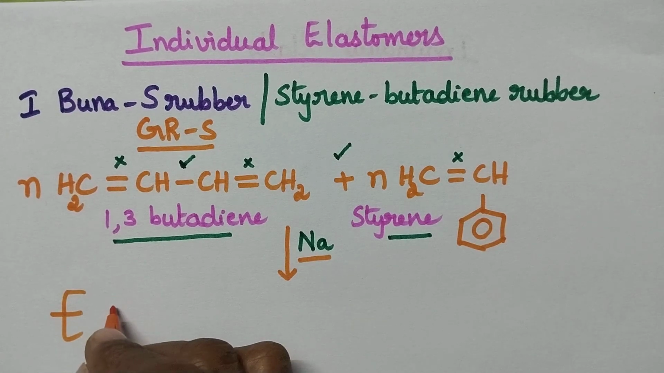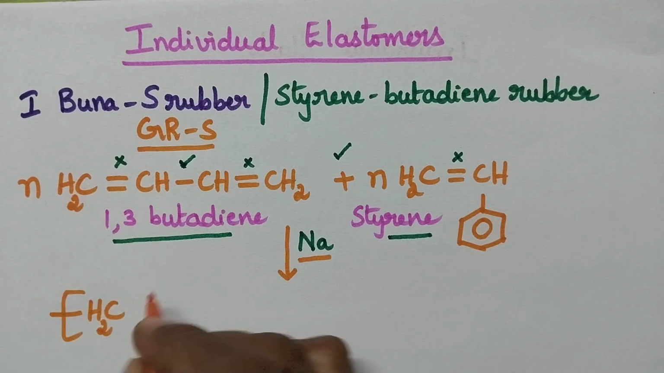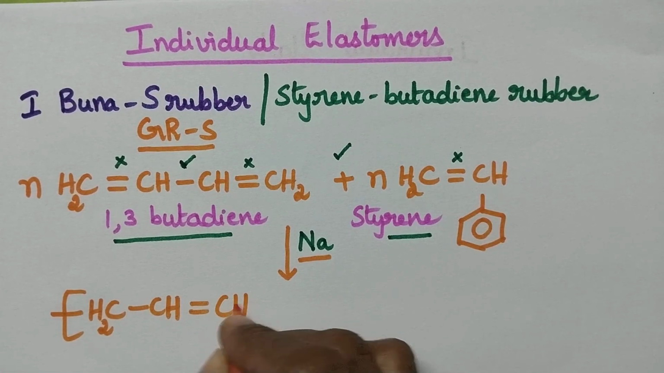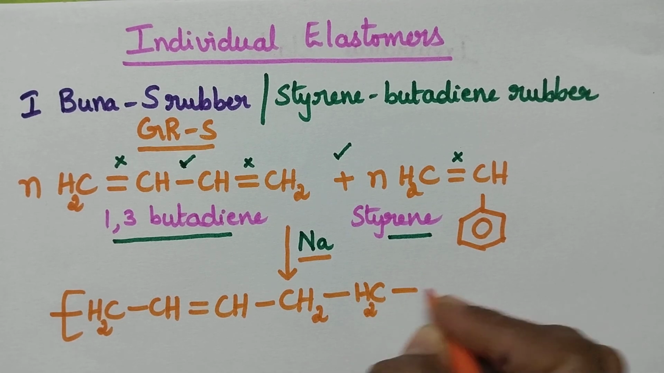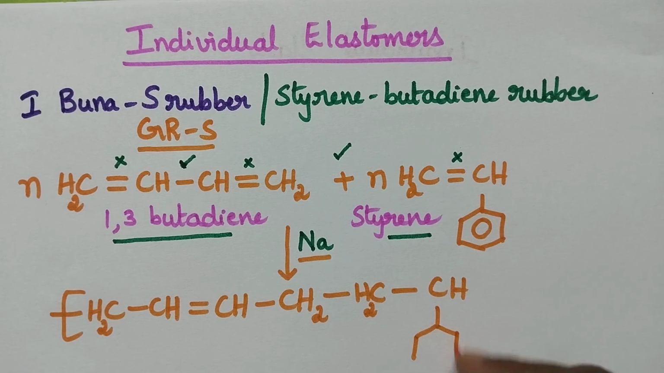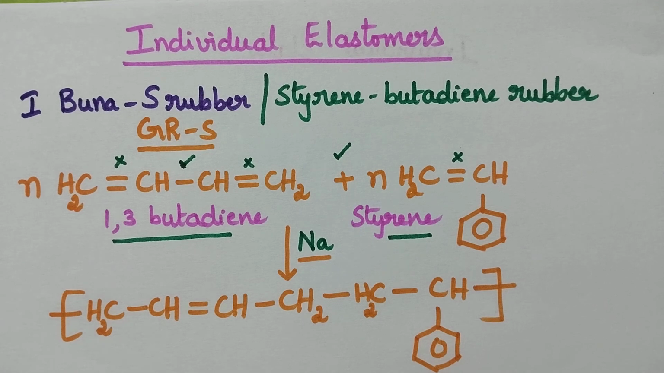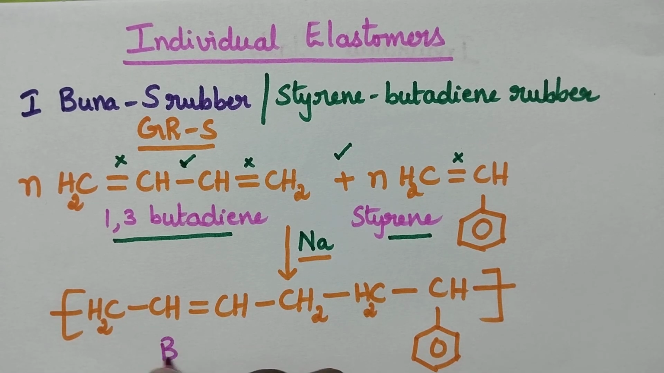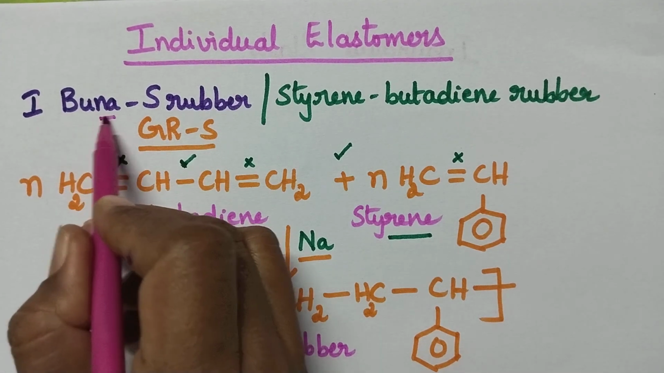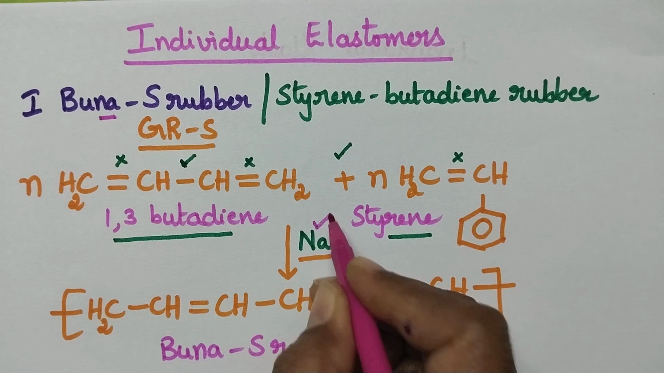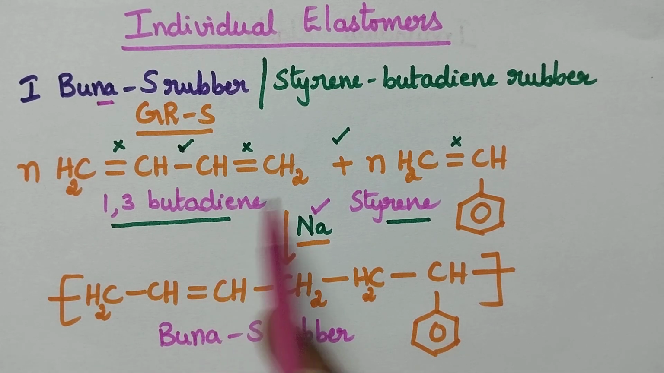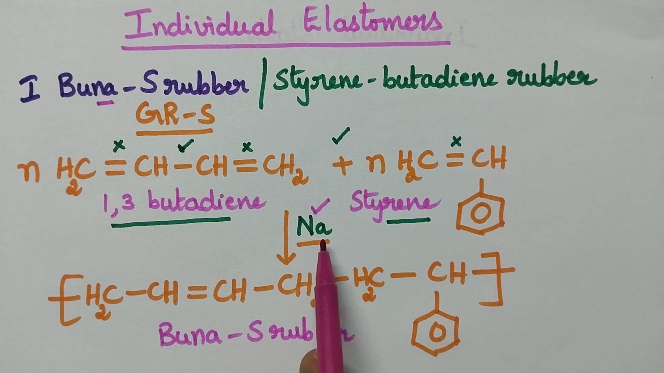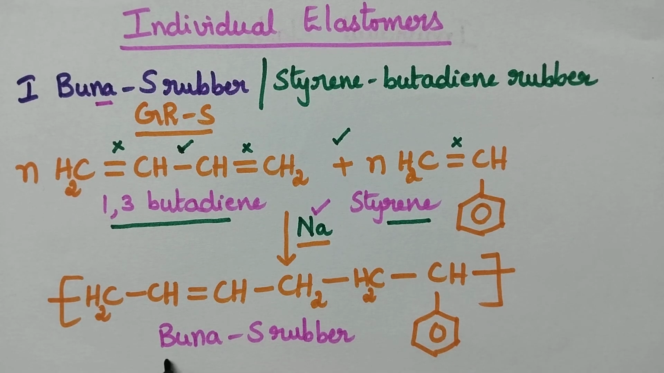Coming to the structure of Buna-S rubber, it is CH2-CH=CH-CH2, and styrene will be joined here. So it is CH2-CH and the benzene nucleus is present. So it is Buna-S rubber. It is a copolymer. Here Na in Buna-S rubber stands for sodium, used as the catalyst. In this way, through copolymerization of 1,3-butadiene with styrene in the presence of sodium as the catalyst, it results in the formation of Buna-S rubber.